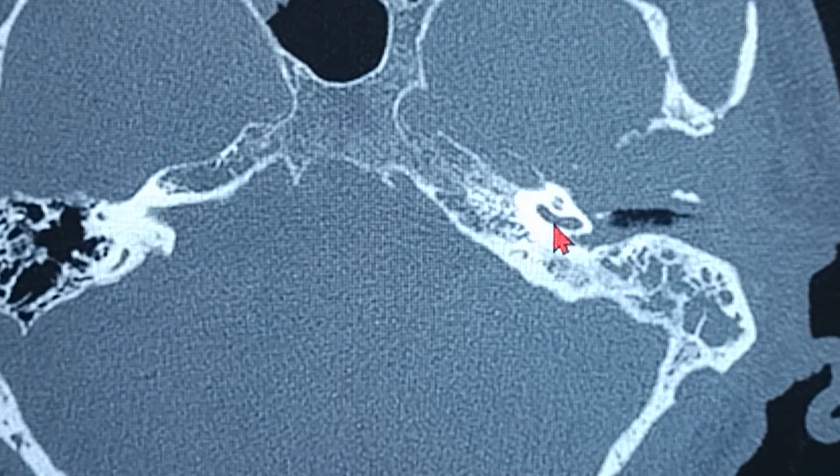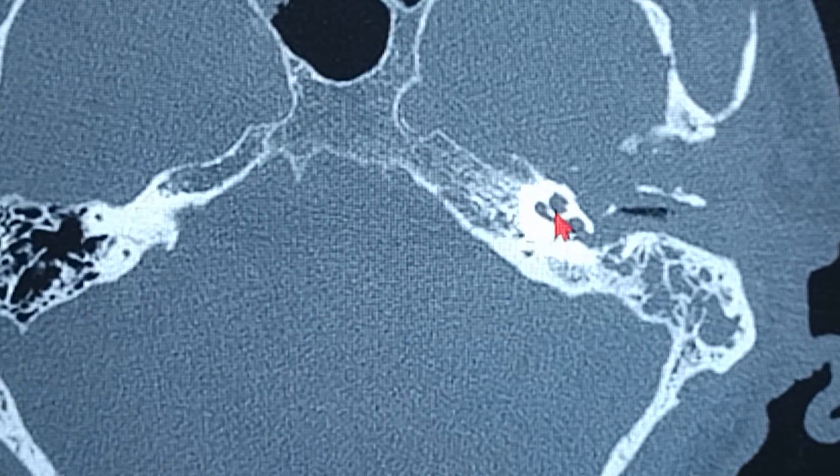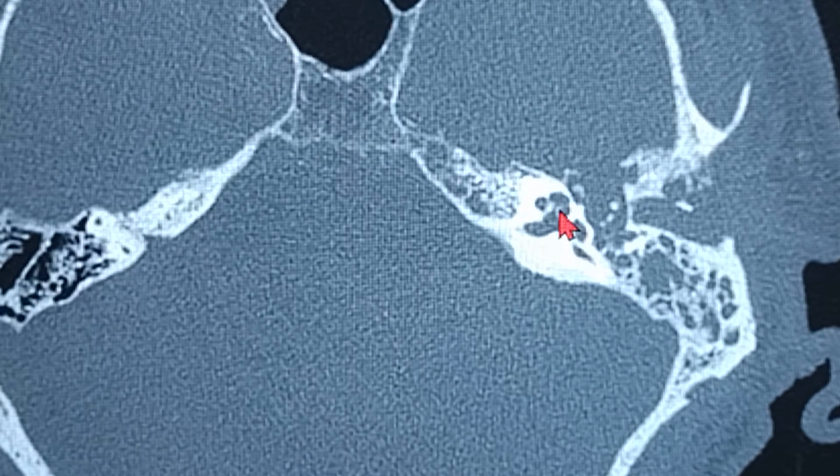As we keep on going above, this is the basal turn. This is the middle turn, and then the apical turn. This is the vestibule right now. You can see that's the vestibule, and this is the modiolus. You can see that's the IAC. That's the vestibule right there.